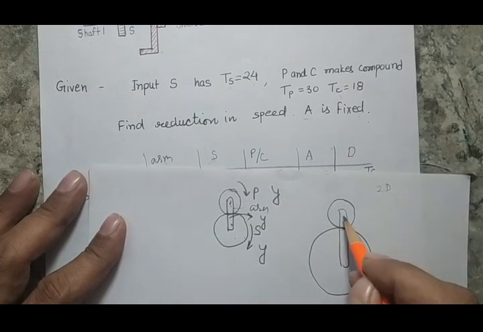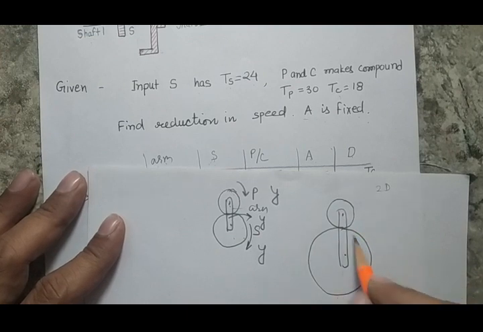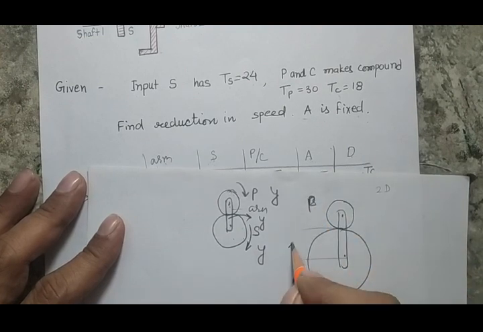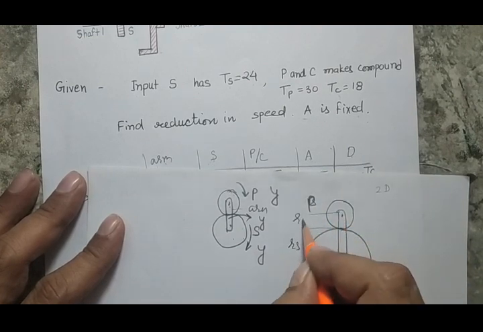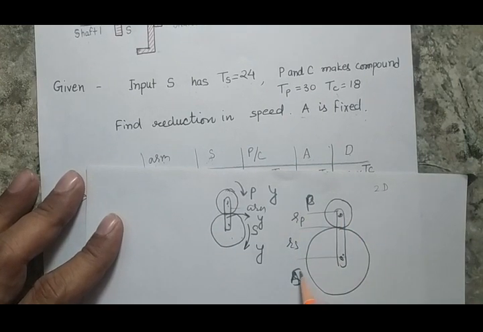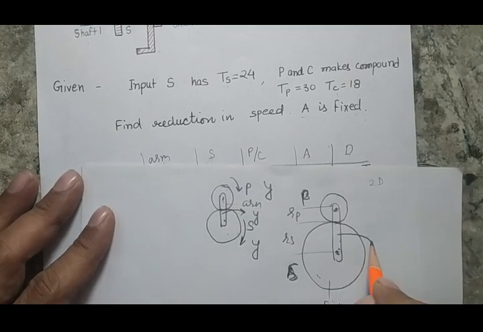this is my system. This is gear S and this is gear P. So this is RS and this is RP. Now let's consider the arm and assume that this is fixed. So now I am assuming that this is fixed and I am giving rotation to the arm. I am giving a rotation omega arm here.